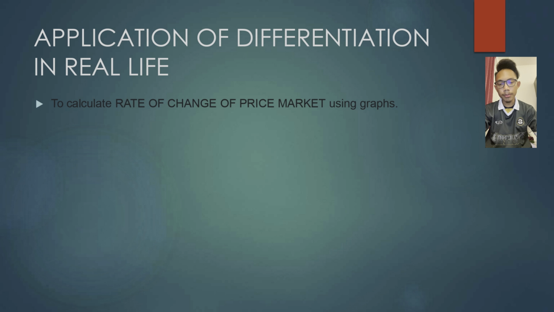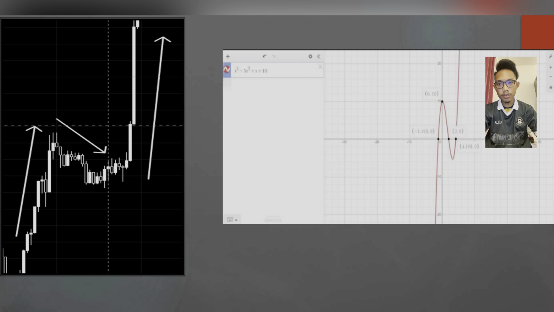Today I will explain the example of application of differentiation in real life. Our example of application of differentiation in real life is the rate of change of the current market. This is an image of the current market. As we can see, the price went up, then it went down, then it continued to go up again.